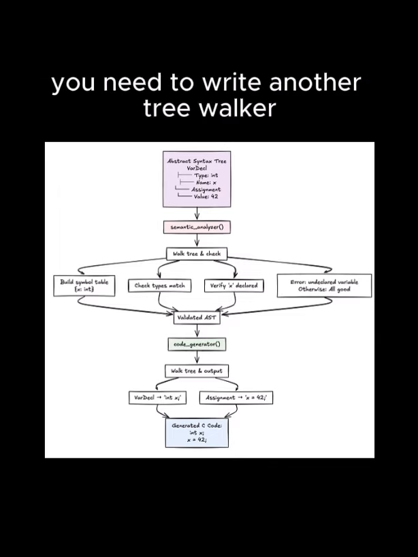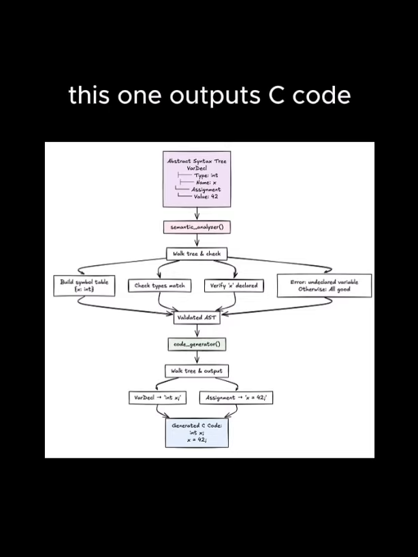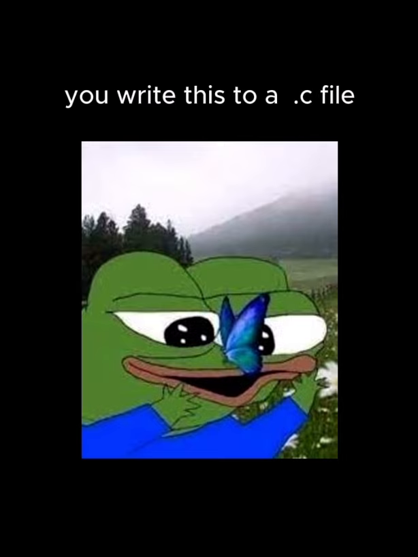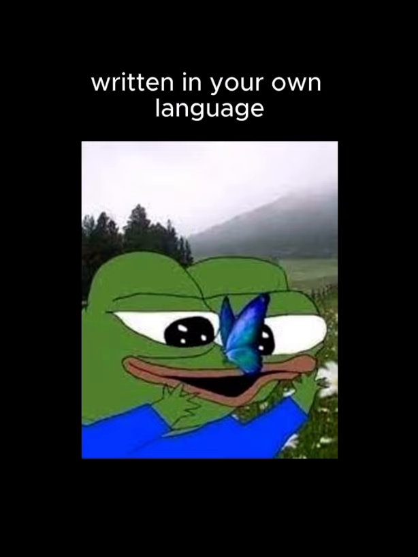And at last, there's the code generation. You need to write another tree walker, but this time, instead of checking for errors, this one outputs C code that corresponds to each node in your tree. You write this to a .c file, run it through GCC, and you've got an executable written in your own language.